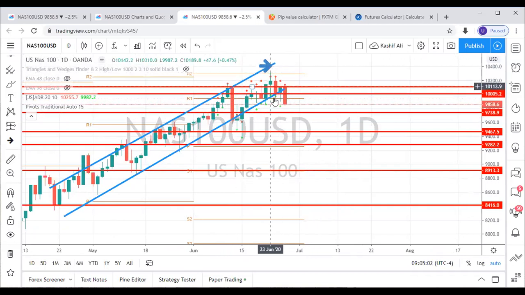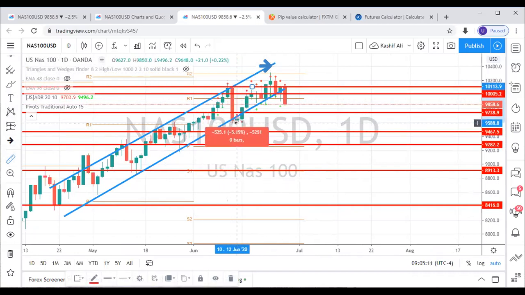Right now what happened here is that people secured their profits, and here as well people secured their profits, and it was a good fall, and then it went back again.